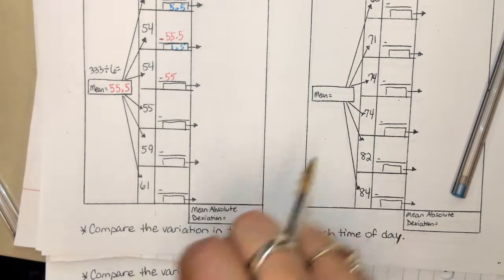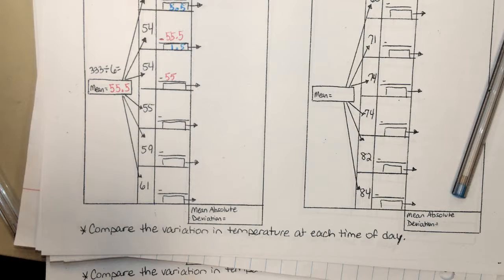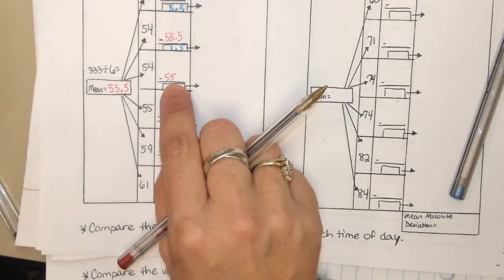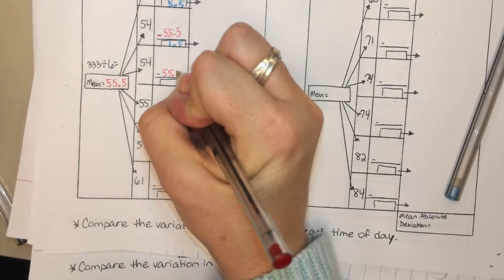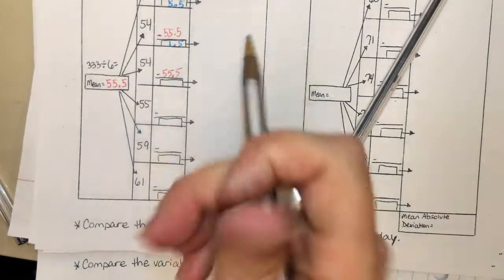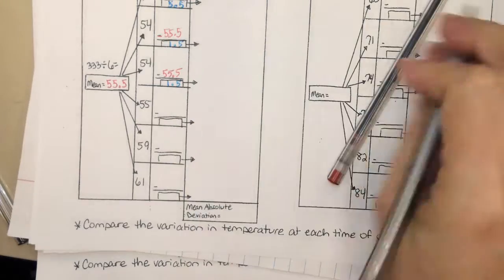Well, you don't keep it negative? No, listen, I've said it. So, take 54 minus 55.5. Yes, and you're going to have a lot that turn out that way. So you just put in 1.5 and take off the negative sign? Yes, take off the negative sign. Okay?